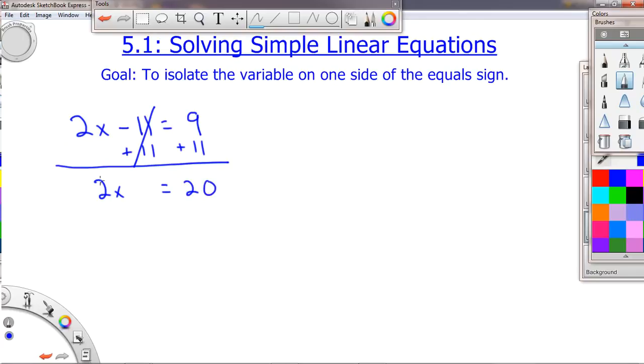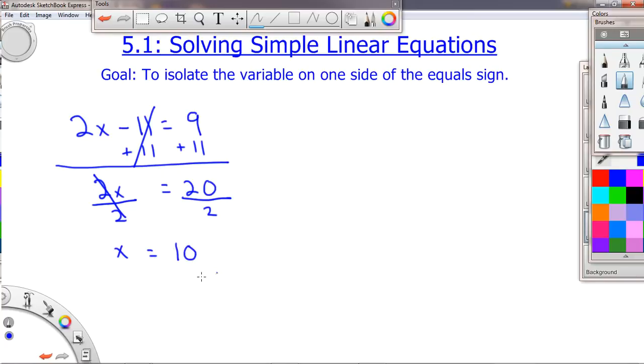And now the next thing I'm going to do is divide by 2. This is x being multiplied by 2. I'm dividing by 2 to cancel that out. The 2's cancel. Gives me x is equal to 20 divided by 2, which is 10.